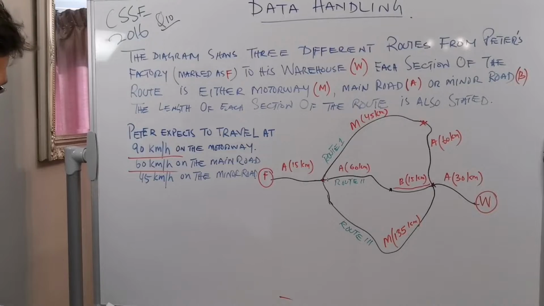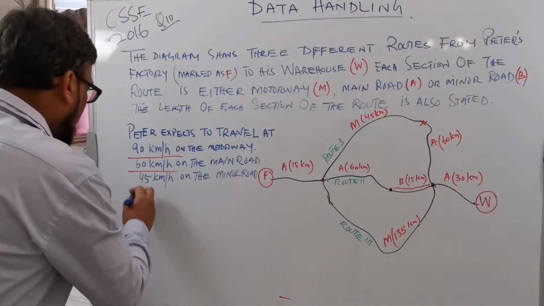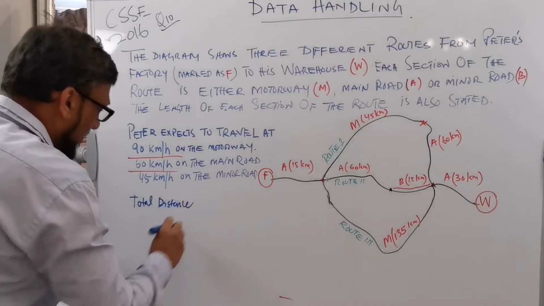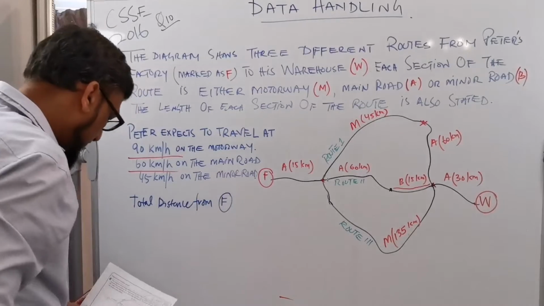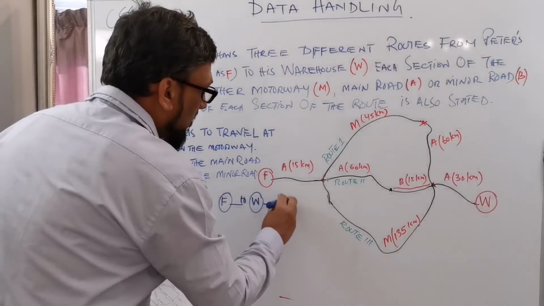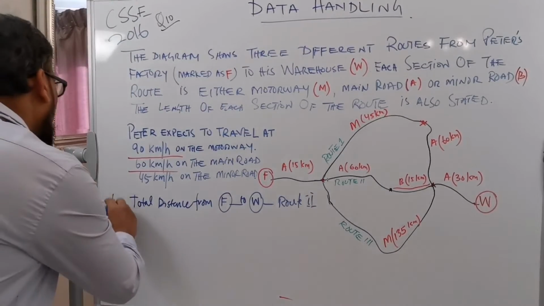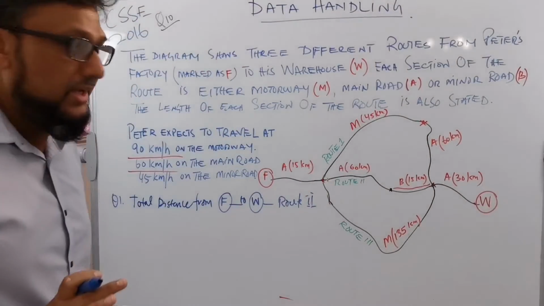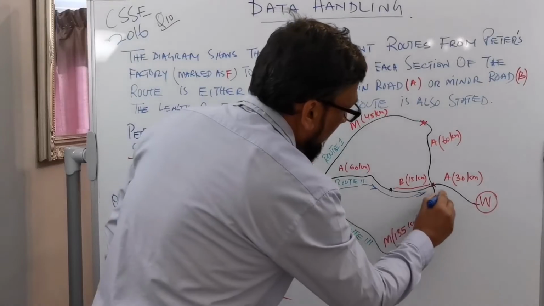And now they are asking a few questions. Question number 1 asks, what is the total distance from factory to warehouse for route number 2? So we need to find the total distance. Route 2 is this one, okay? So this is your route 2.